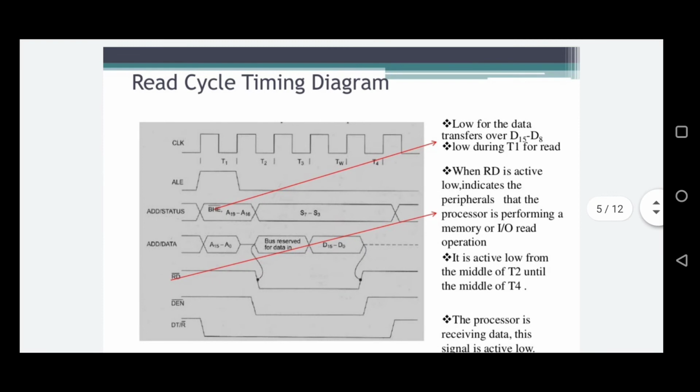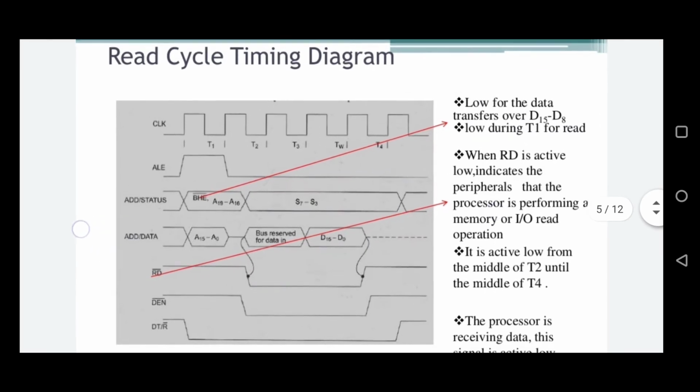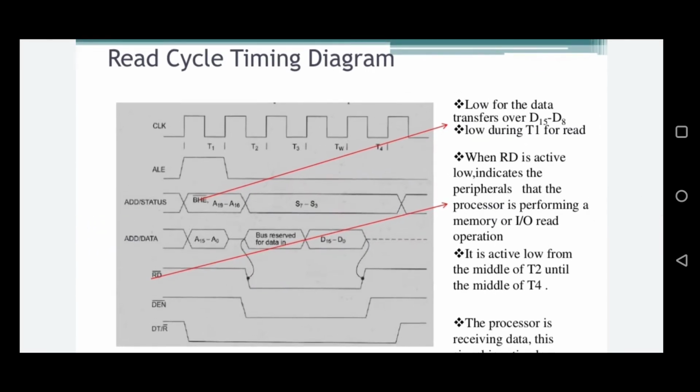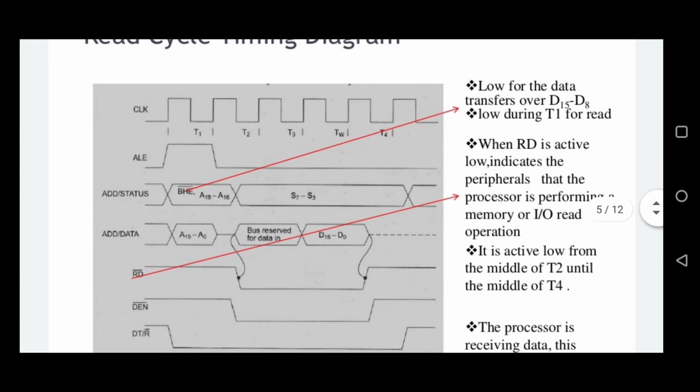Yes, and coming to the read cycle diagram, the first one is the read cycle timing diagram. That is the input operation. So first see the clock cycles T1, T2, T3, TW and T4. Here TW is nothing but the wait state. The wait state is inserted between T3 and T4. So the wait state is also called the inactive state or idle state.